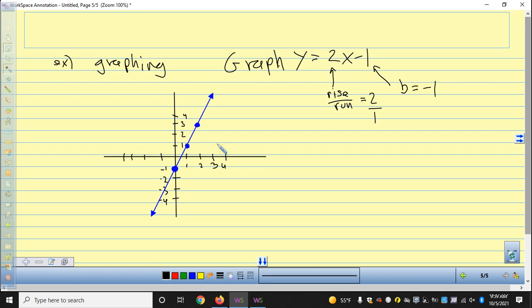So I started at my y-intercept. So we know it crosses the y-axis at negative 1. And then I know my slope is 2 over 1. So I counted, for my rise, I counted up 2. And for my run, I went over 1. And then to get the next point, I counted up 2 and over 1. So I could write on here, count up 2, over 1 for rise over run.